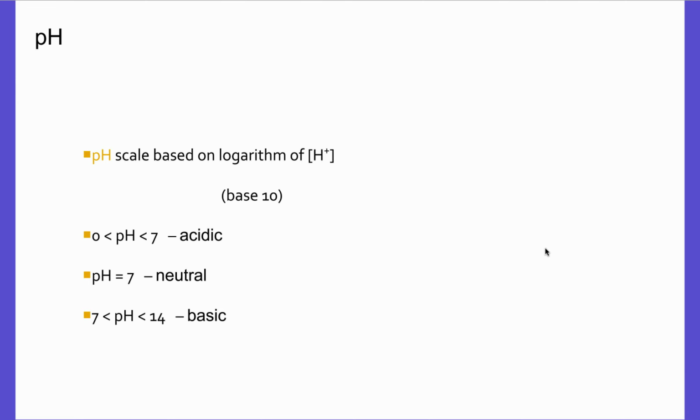All right, so this next video is over pH. So you've seen this before in other classes. We've talked about it before. But pH is a scale based off of the logarithm of that hydrogen ion concentration that we talked about before. So if I know the concentration of my hydrogen ion, I can find my pH, right?